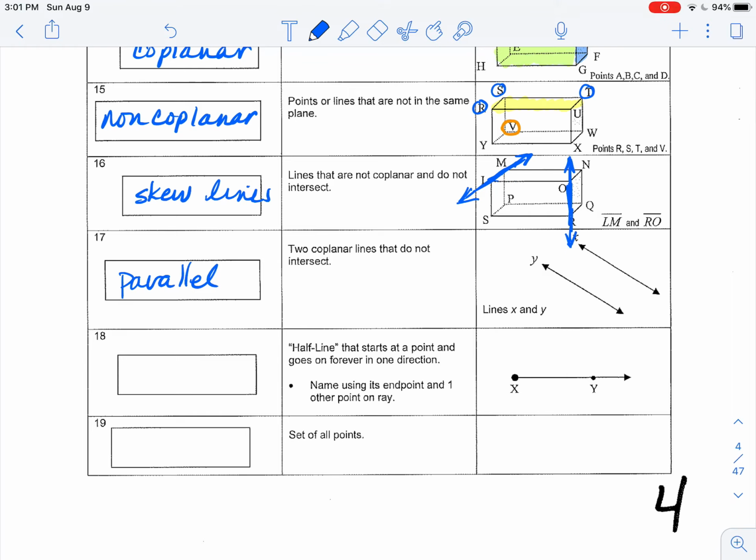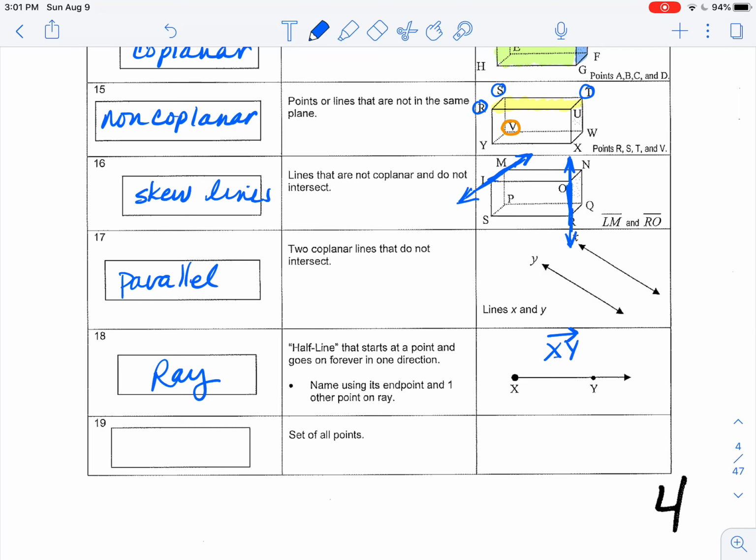2 more. Number 18, it says a half line. A half line that starts at one point and goes on forever in one direction. This is a ray. You can name it using its endpoint and one other point. So we can call this ray XY, and we'll notate it with a little arrow at the top. So it's starting at X and it's going in the direction of Y. If you reverse the letters, then you will not be talking about this specific ray. Ray YX is not the same as ray XY.